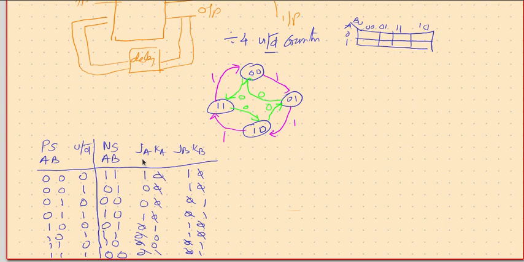Done. For JA: 1001, 1001 and 4 don't cares. So these two pairs together can form a quad, and therefore in JA, A is changing and B is changing, only U is there, whose value is 0, so it is U bar.